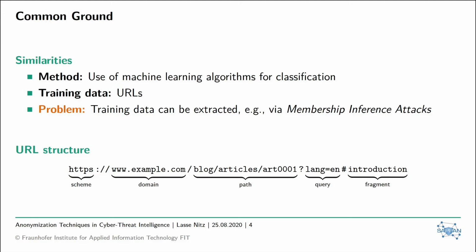So for both scenarios, we use machine learning algorithms for the goal of classification, and we also use similar input data. We will consider domains as a specific version of a URL by saying it has an unspecified scheme, an empty path, an empty query, and an empty fragment. These two scenarios also share the same problem, which appears if we want to share the machine learning classifiers, because training data could be extracted, for example, via membership inference attacks.